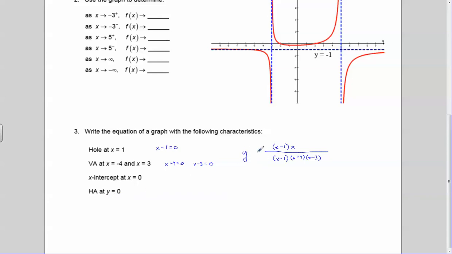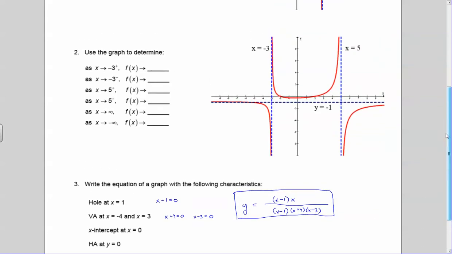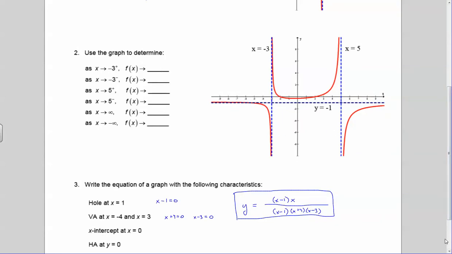So to finish this problem off, we're going to make an equation by saying y equals, and that is your answer. Please come ready with number 2 so that we can discuss that in class.